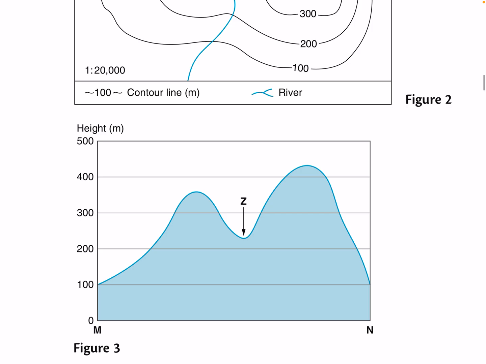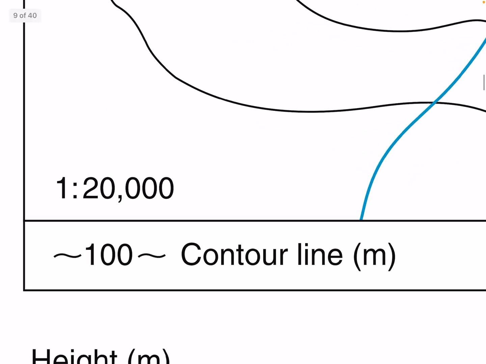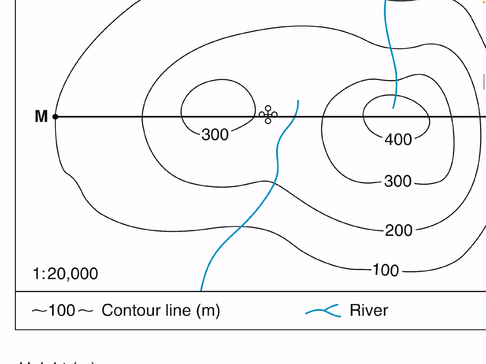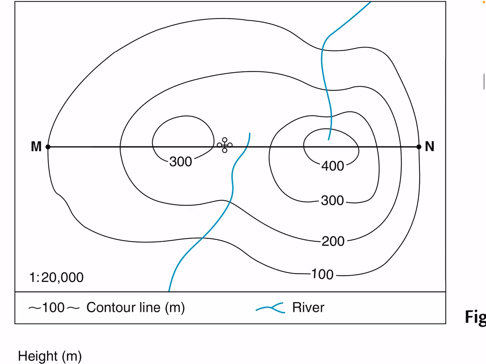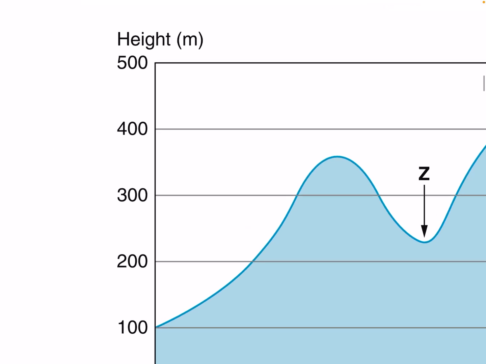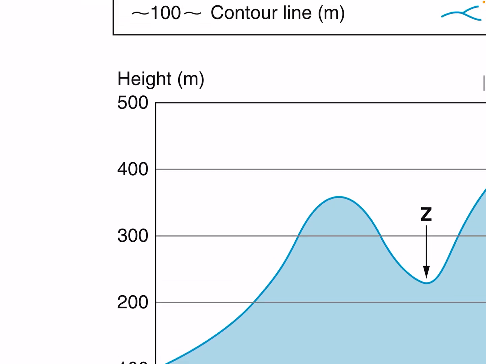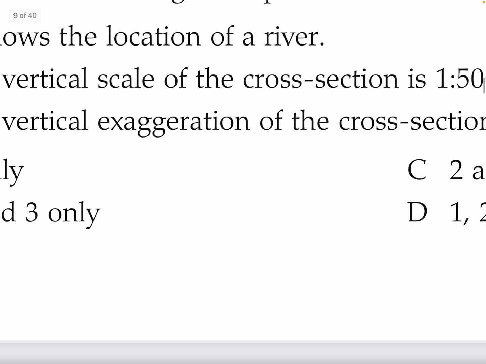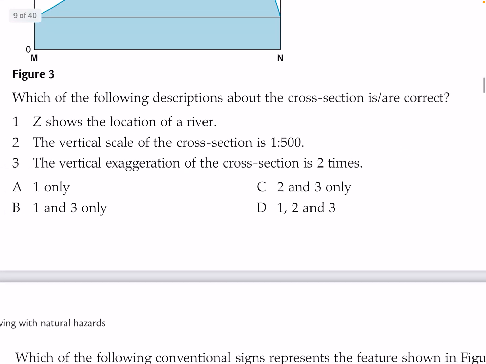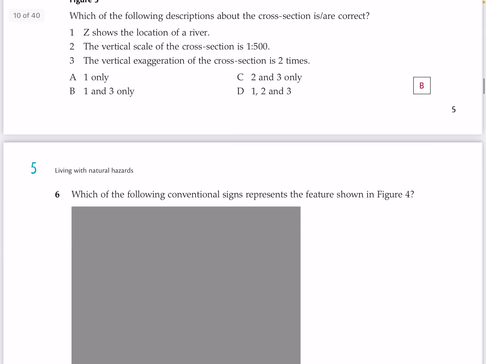It's true because 1 to 20,000 is for the map, the horizontal. How about vertical? Here it is 1 to 10,000. So accordingly, it should be 2 times. So 1 and 3, okay, 1 and 3.